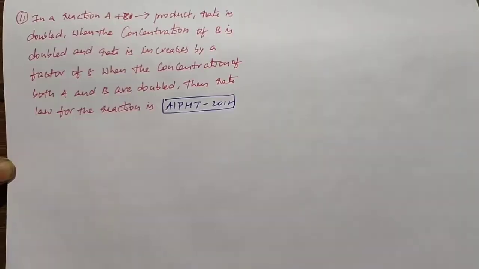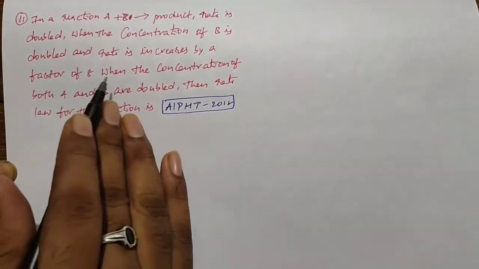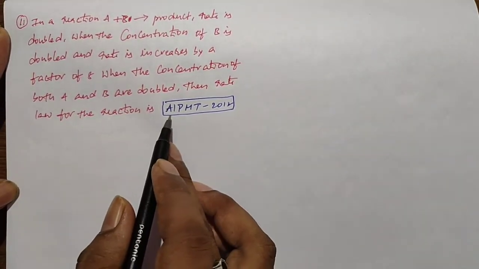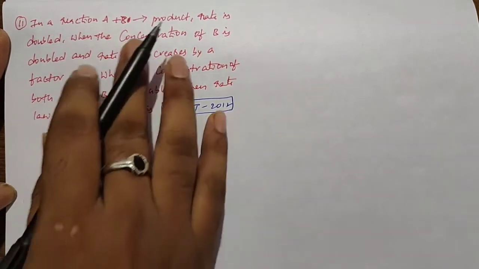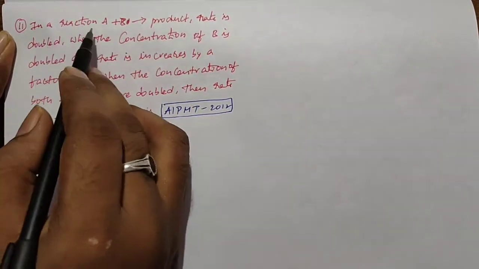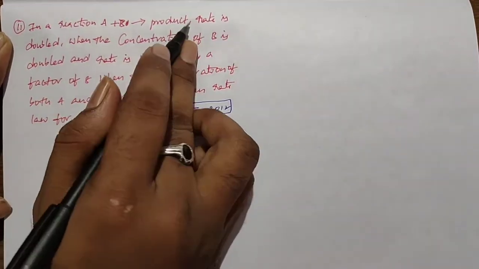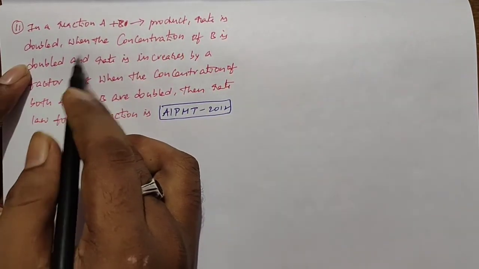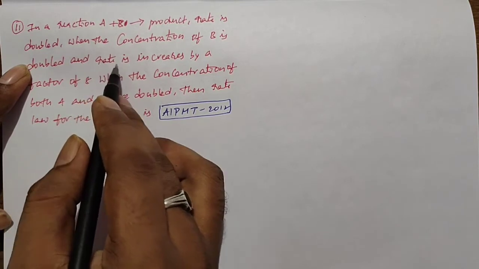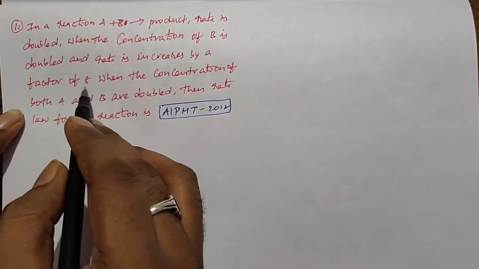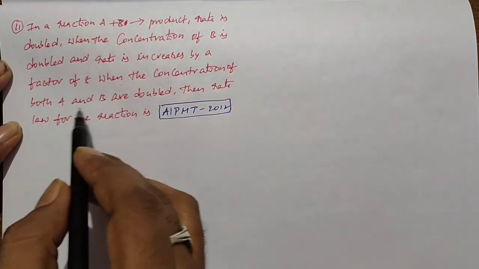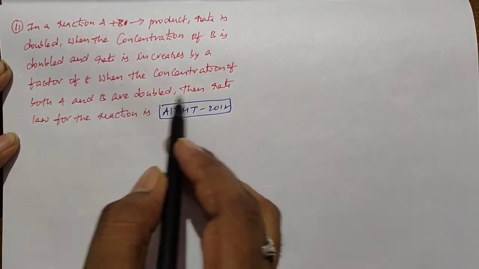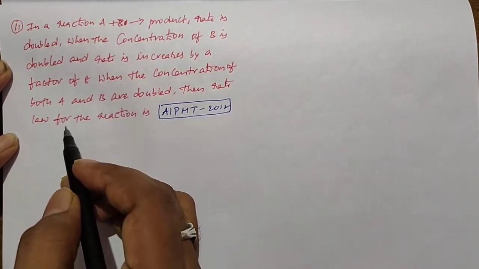Okay student, this is the next problem. This problem is given in the All India Pre-Medical Test 2012 paper. The problem: if a reaction A plus B gives product, rate is doubled when the concentration of B is doubled only, and rate is increased by a factor of 8 when the concentration of both A and B are doubled. Then the rate law for the reaction is.